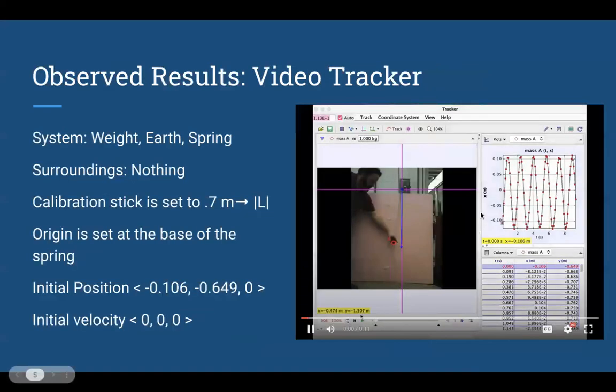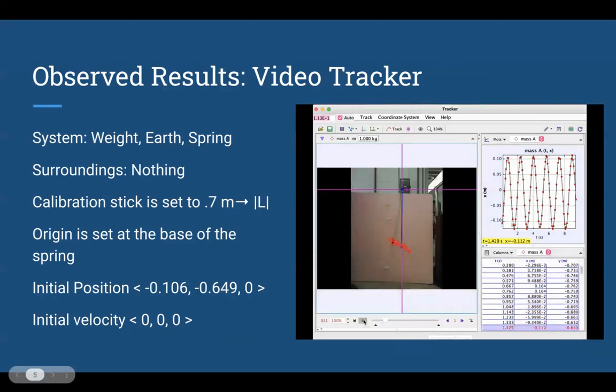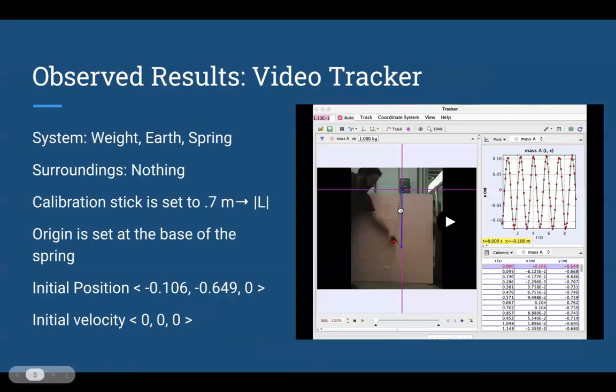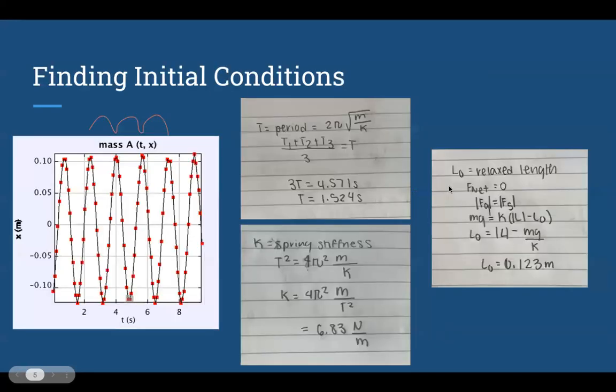So here are my observed results. For the video tracker, my system is the weight, the earth, and the spring. My surroundings we assume to be nothing. The calibration stick is set to 0.7 meters, which here acts as the length of L. The origin of my axes is set at the base of the spring. My initial position is negative 0.106 in the x direction and negative 0.649 in the y direction. And then my initial velocity is 0 meters per second.